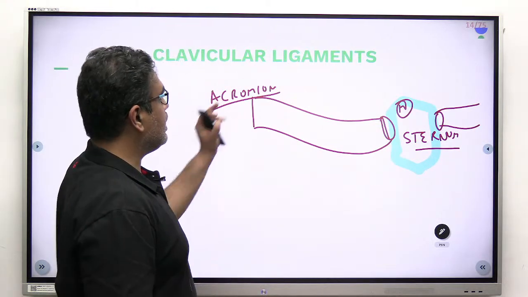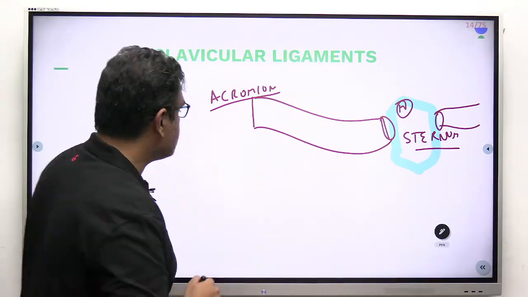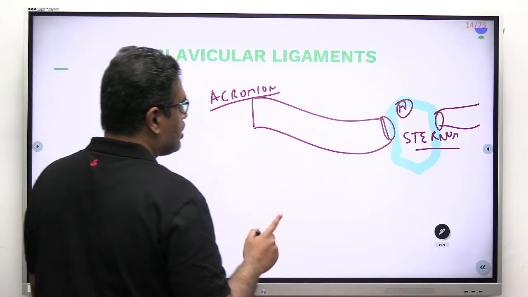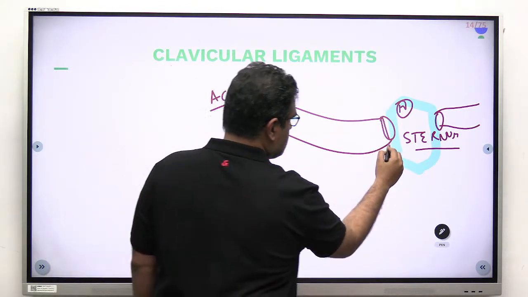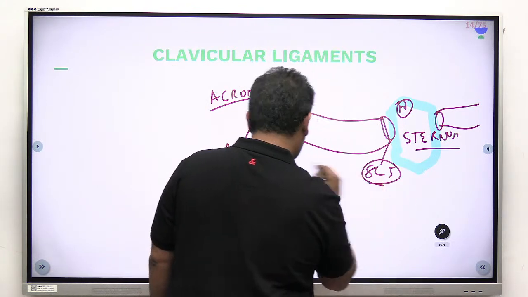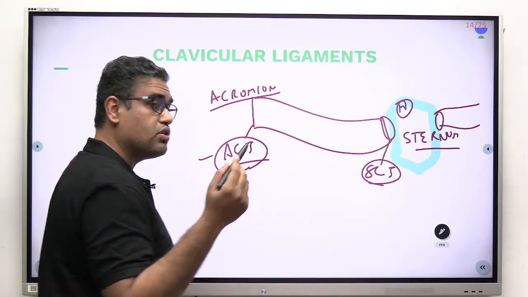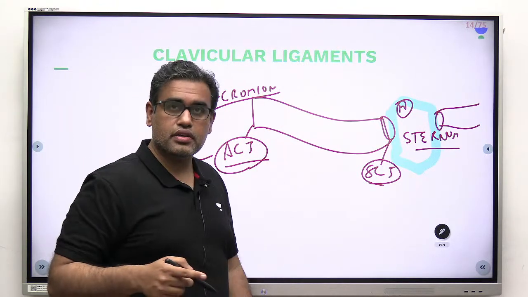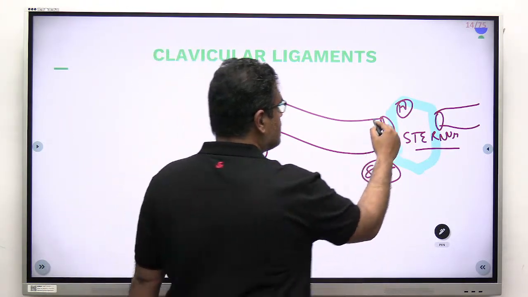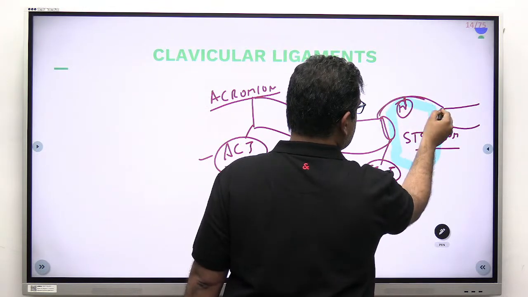Now, what are the various ligaments concerned with the clavicle? Understand that part. First of all, the two joints: the acromioclavicular joint and the sternoclavicular joint. They will have their own ligaments. There is one more ligament, connecting the two clavicles with each other. That is known as the interclavicular ligament. A T-shaped ligament will be over here.